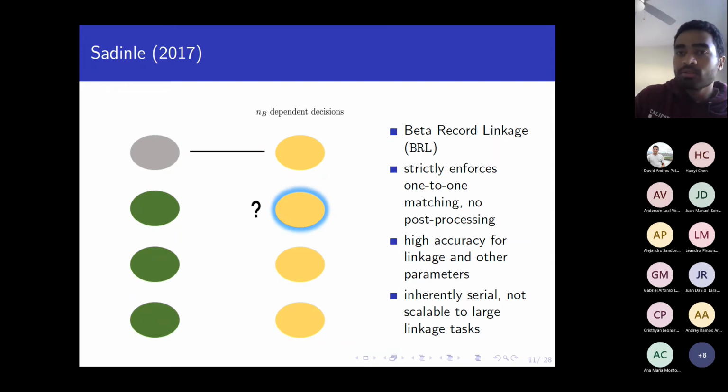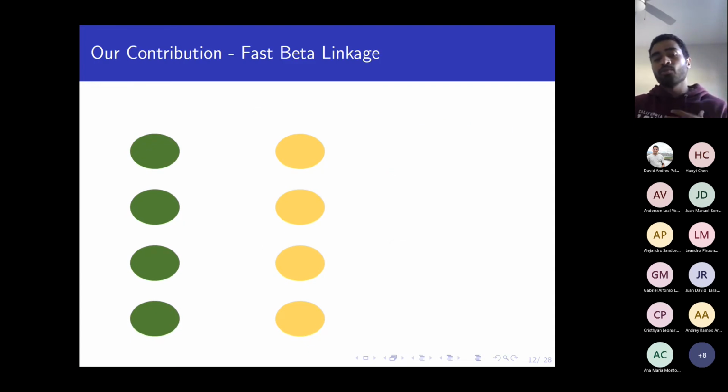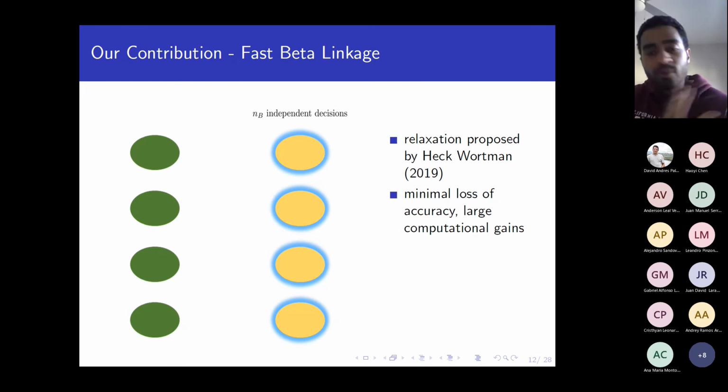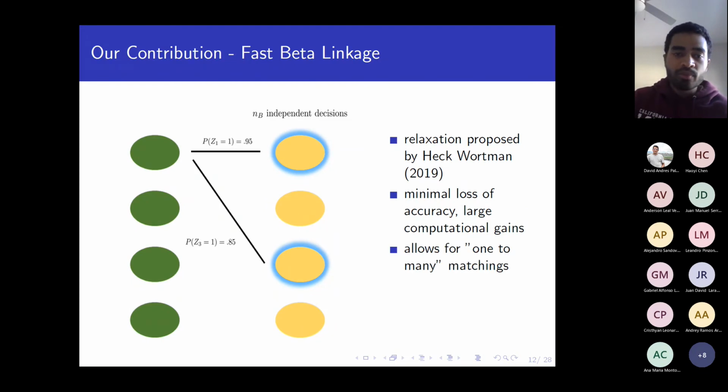So as a last description of the types of models for record linkage, I want to highlight what I work on essentially, and I call it fast beta linkage. It's a combination of the two, where I relax that constraint and I use NB, many independent decisions, which is a relaxation posed by one of my collaborators, and then I modify it a bit. And we find that this has a minimal loss of accuracy from the BRL method, but large computational gains similar to the FastLink method. So it technically allows for these many-to-one matchings that are bad.